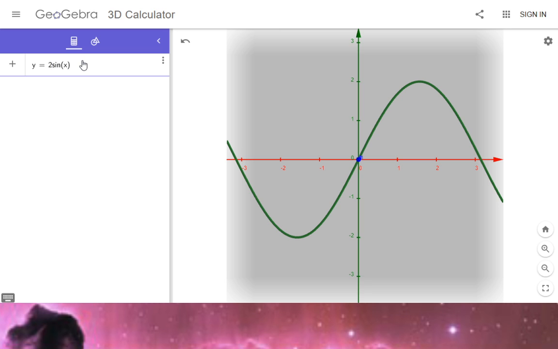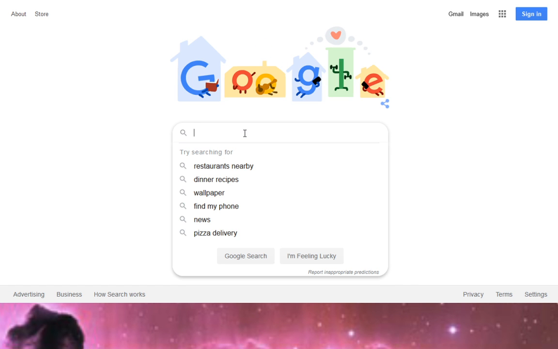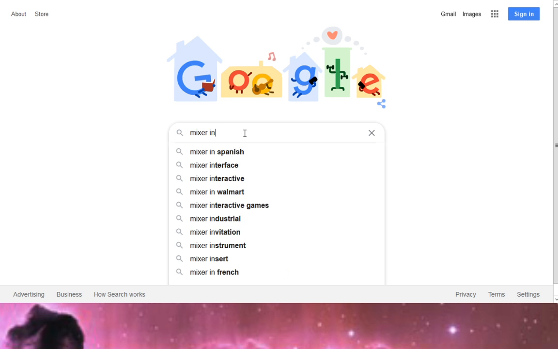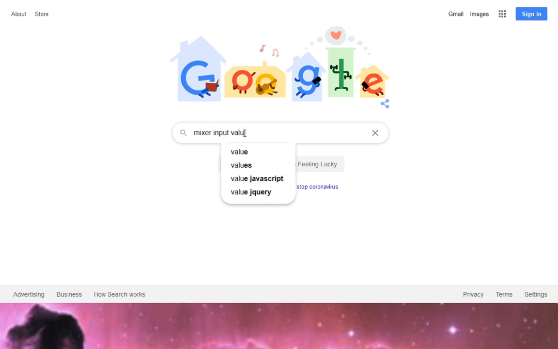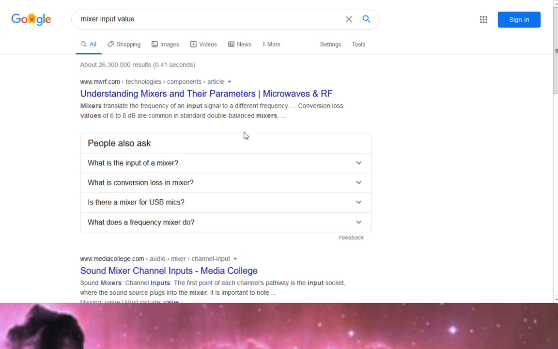Now, let's go to, we're going to go to Google, and we're going to look up mixer input value. Understanding mixers and parameters. Oops, that's not the mixer we want.